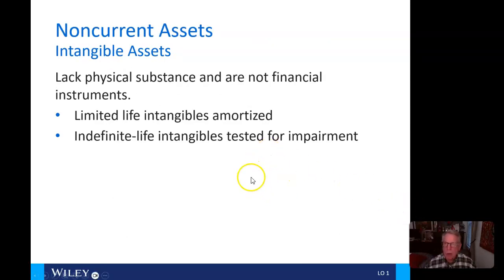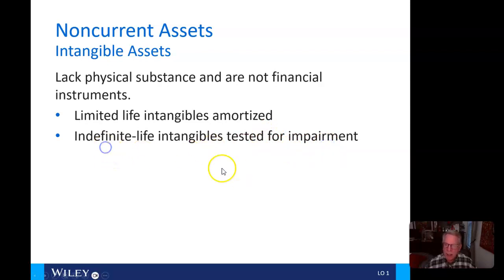Intangible assets lack physical substance in that you cannot touch them. They are limited life. Intangible assets would need to be amortized. We don't depreciate intangible assets. We call that amortization. But sometimes we have indefinite life intangibles, but we do test that for impairment.